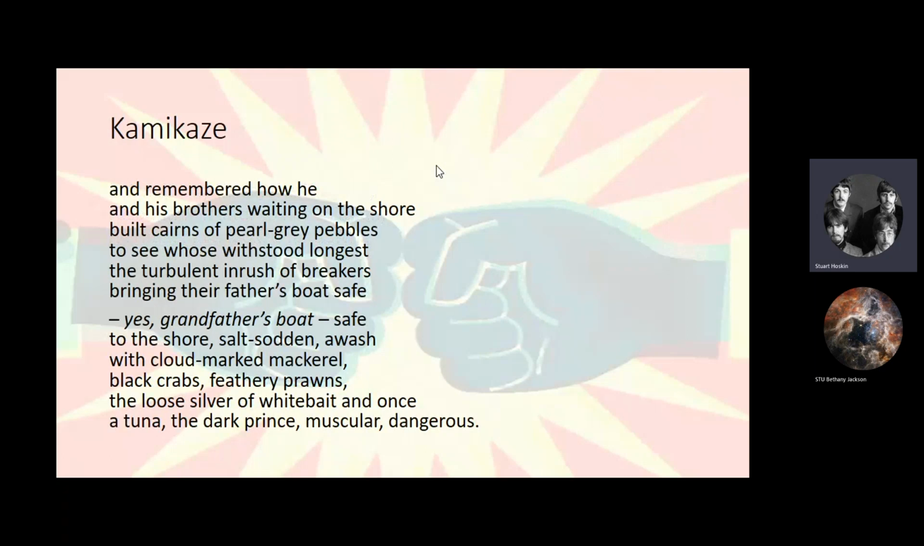Again, notice it comes back to memory, although an imagined memory. She's imagining he had this memory. She can't even know if this is a real memory that existed, let alone whether he thought it. But she has him remembering about his brothers waiting and playing a game of building up these cairns of pebbles, saying, right, okay, which one of us can build one that lasts the longest? That kind of competitive brother thing that if you're brothers, you'll know. And they're doing this and playing that competitive game as it goes along. Why? Because they're waiting for their father to come home. They're waiting for their father to come home safe.